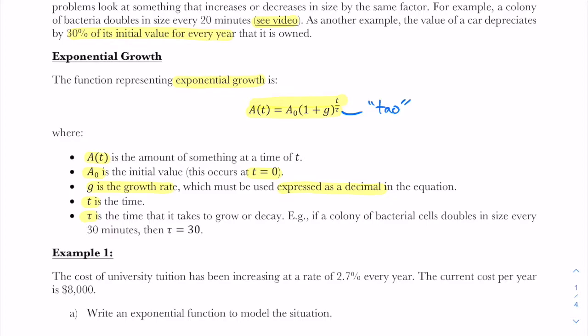Tau represents the time it takes something to grow or decay. For instance, if a colony of bacteria doubles in size every 30 minutes, then tau would be 30 because this is the time it takes that colony to double in size. And I want to make one important note, but in order to use this formula correctly, t and tau must be in the same units. That could mean both in hours, both in minutes, both in seconds, etc.